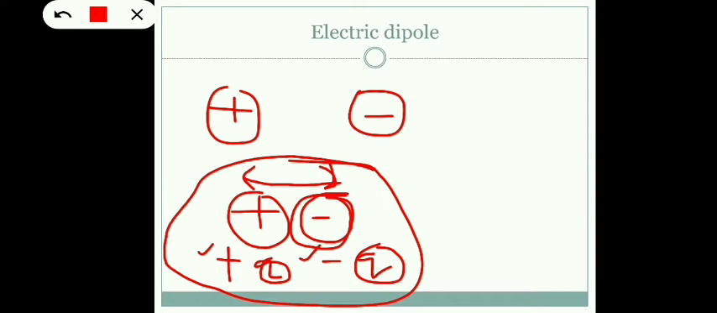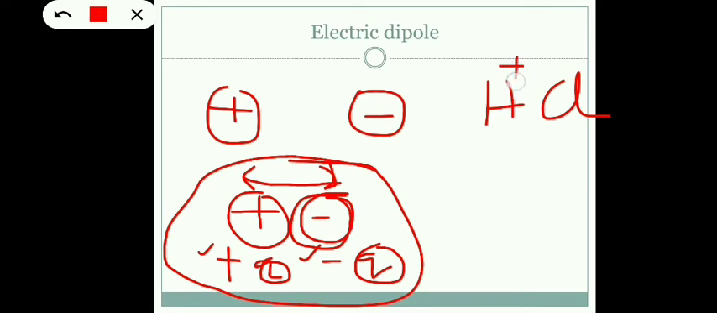What is the use of this electric dipole? Why do we need to study it? Children, we can see electric dipoles in most chemical compounds. Dipoles are present in almost all chemical compounds, hence it is very important to study them. Can you give an example? HCl. HCl is an electric dipole.